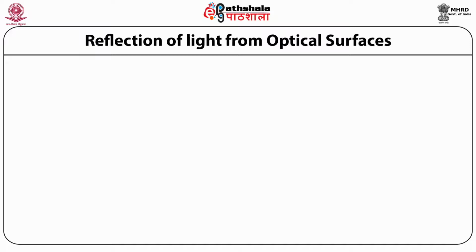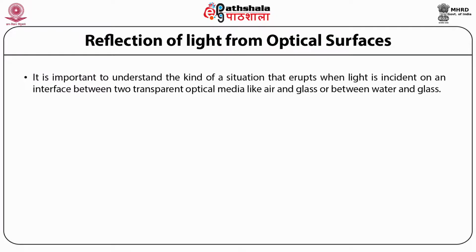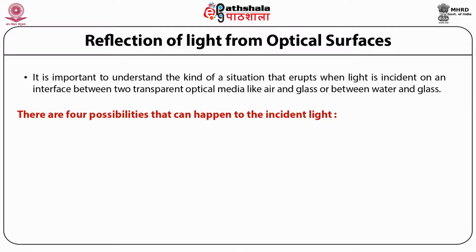Now we discuss the reflection of light from optical surfaces. It's important to understand the kind of situation that arises when light is incident on an interface between two transparent optical media, like air and glass, or between water and glass. So one of them is one medium, and the other one is the other medium. While discussing this phenomenon, there seem to be 4 possibilities that can happen to the incident light.